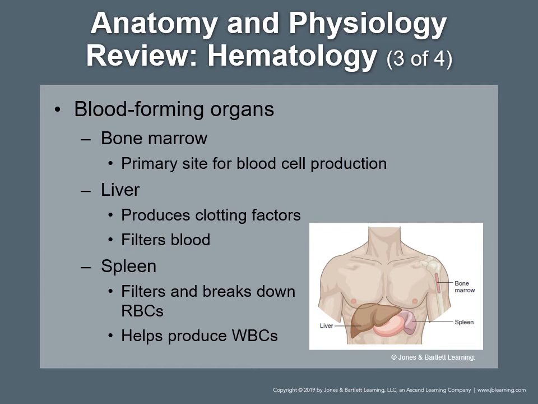The liver produces clotting factors found in blood. It filters the blood, removing toxins. It is essential to metabolism and homeostasis. It is highly vascular and stores blood in itself. The spleen is also very vascular. It filters and breaks down red blood cells, helps produce white blood cells, and it is important in providing homeostasis and infection control.